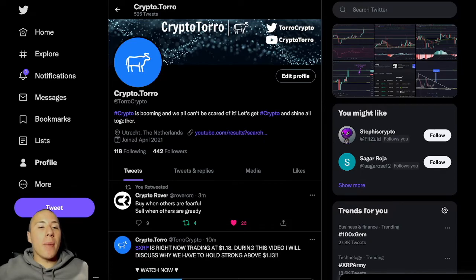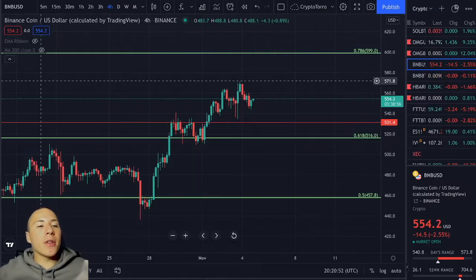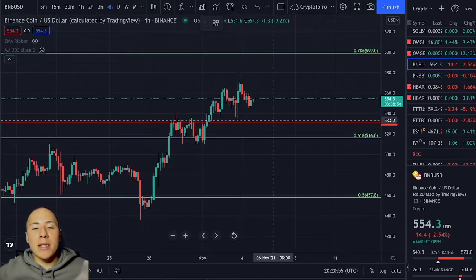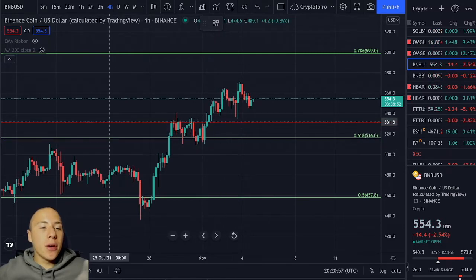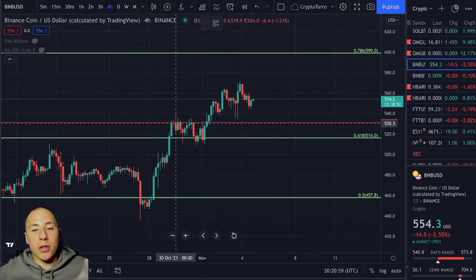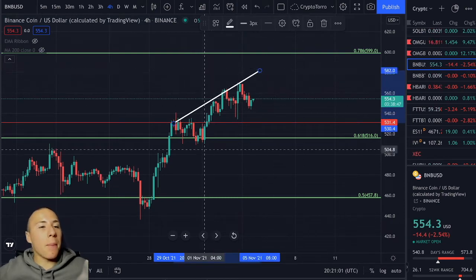So let's get started on Binance. If we take a look, we have already opened up the 4-hourly time frame. What we are clearly seeing is that we are creating this beautiful higher high structure. So that is something I want to immediately say to you.